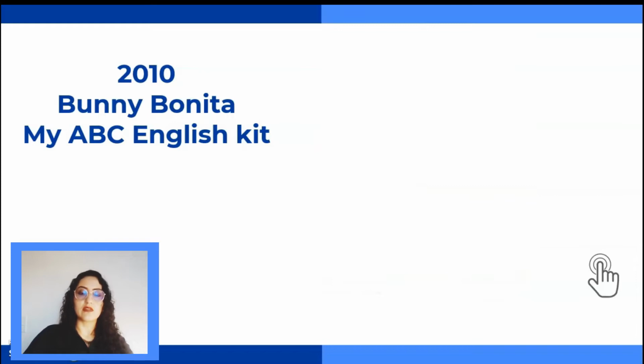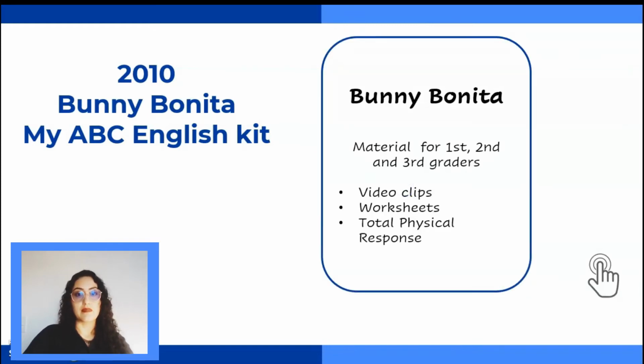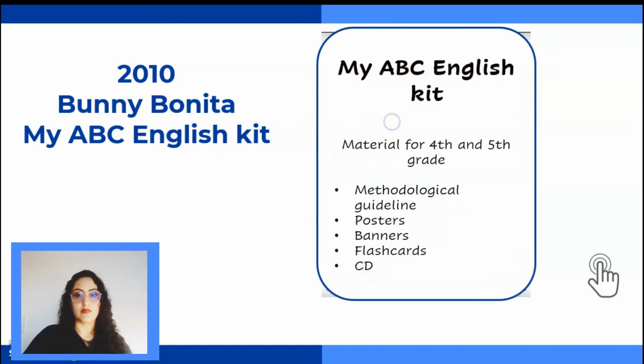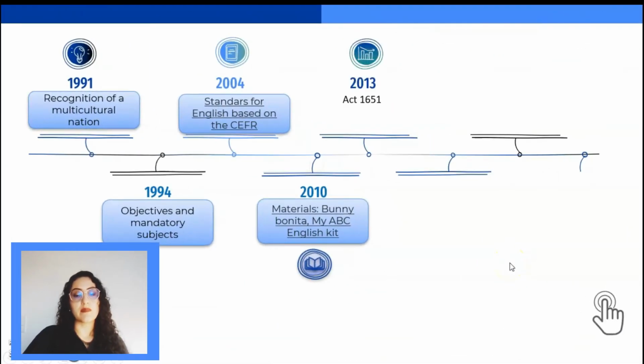The Bani Bonita included video clips and material for photocopying, and My ABC English Kit was actually a bag kit that included a CD-ROM, posters, banners, and some guidelines for primary teachers. This program was strengthened by Act 1651 of 2013, also called the Bilingualism Act, which sought to modify the General Act of Education of 1994.